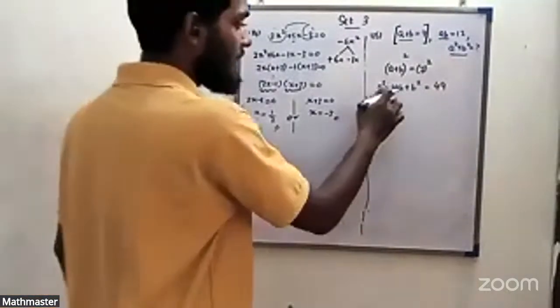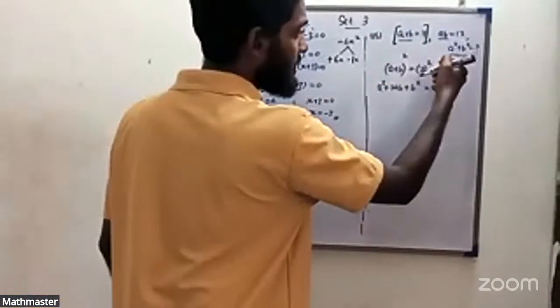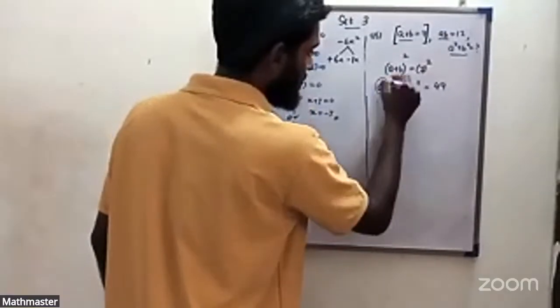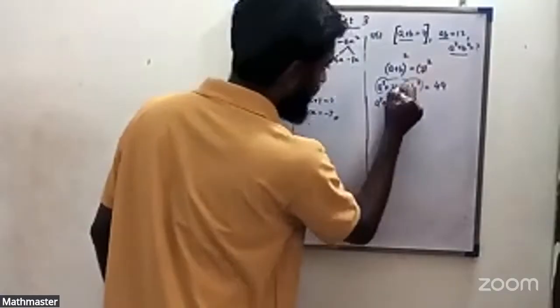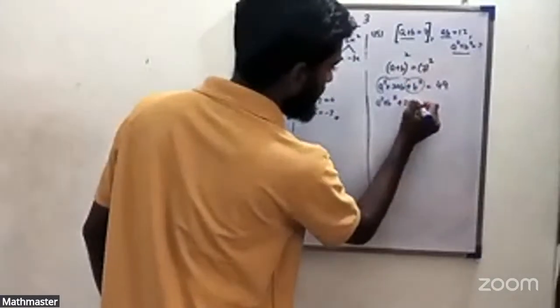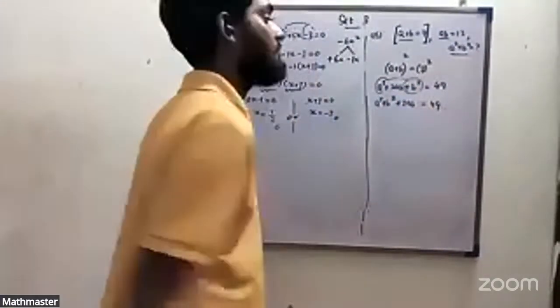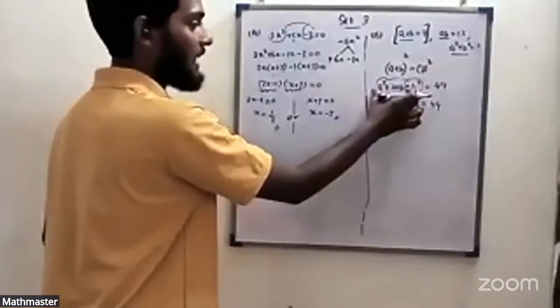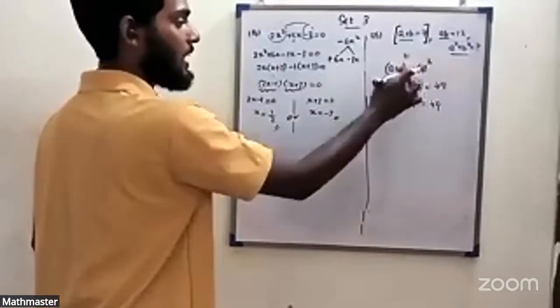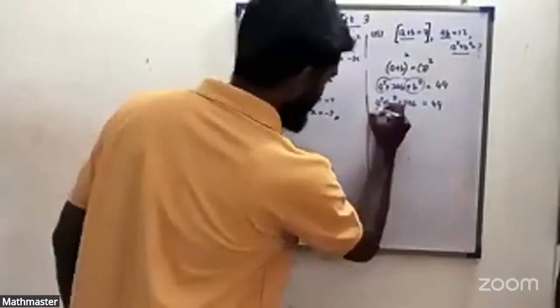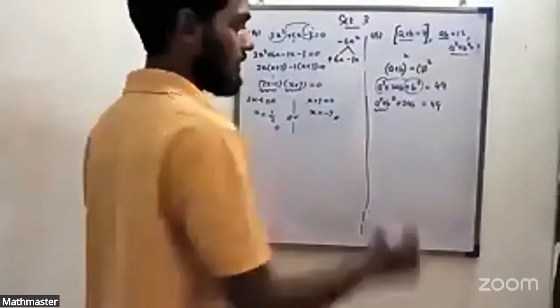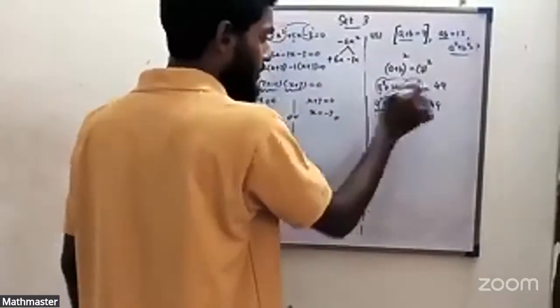Then rearrange this equation. They ask for a squared plus b squared. Then a squared is here, b squared is here. Then write a squared plus b squared, then plus 2ab equals 49. Same one, but I have rearranged this. I brought this b squared here and 2ab this side. Right? So this is the one which they ask.